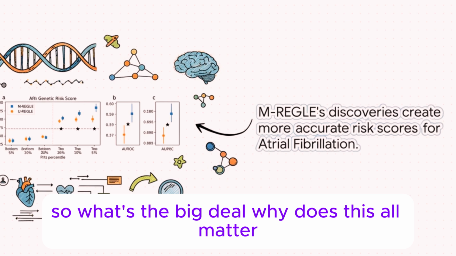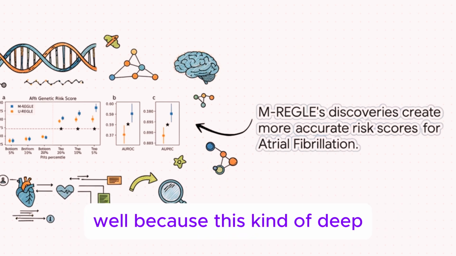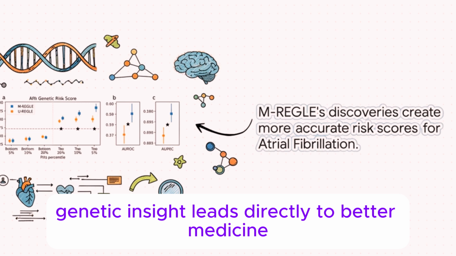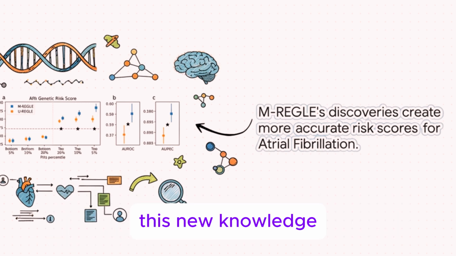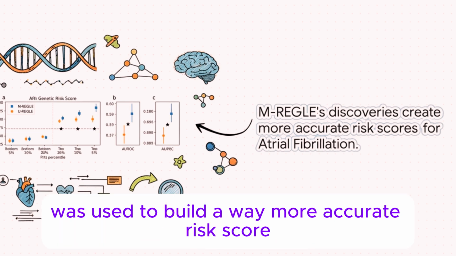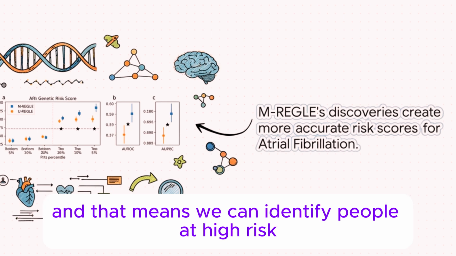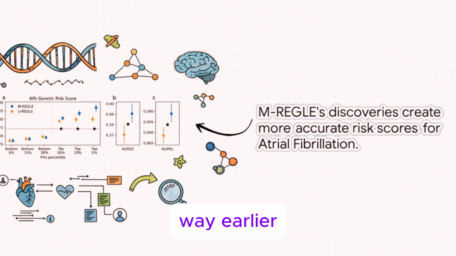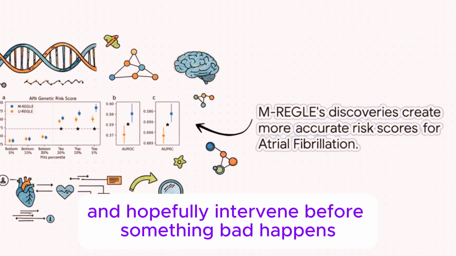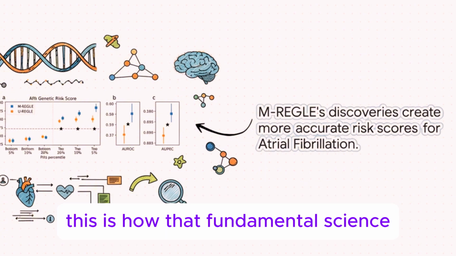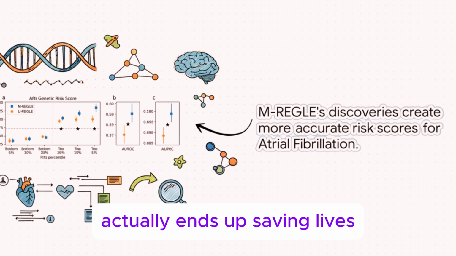So what's the big deal? How does this all matter? Well, because this kind of new genetic insight leads to better medicine. This new knowledge is used to build a way more accurate risk score for atrial fibrillation, a common heart condition. And that means we can identify people at high risk way earlier, hopefully intervene before something bad happens. This is how that fundamental science actually ends up saving lives.